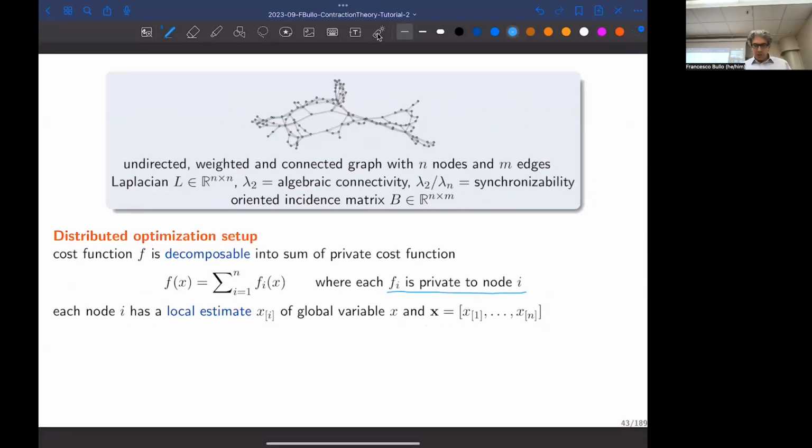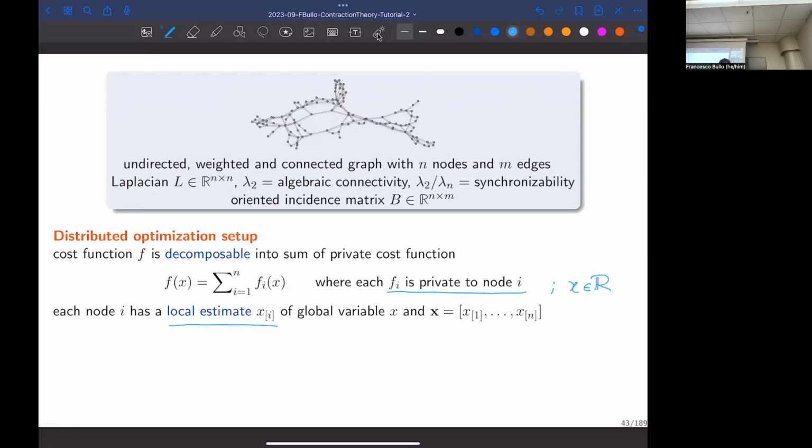And now imagine that each node... I am going to imagine that x takes values in the reals for simplicity. So it's a function of a single scalar variable. And then I will imagine that each node has an estimate, x_i, of the global variable. So at each node, I have my own estimate of what the final optimal x will be, x_i.